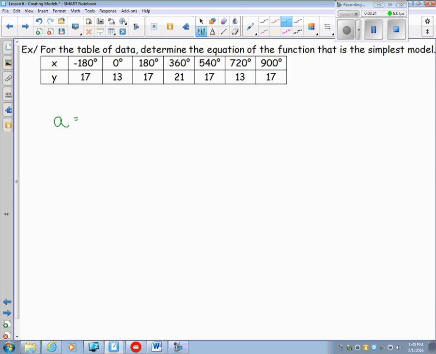A, the maximum. What's the highest that this graph goes? Well, based on our table, 21, minus the minimum, that looks like 13, divided by 2. So we get 8 over 2, which is 4. C value, max plus min divided by 2. That gives us 34 over 2, 17.